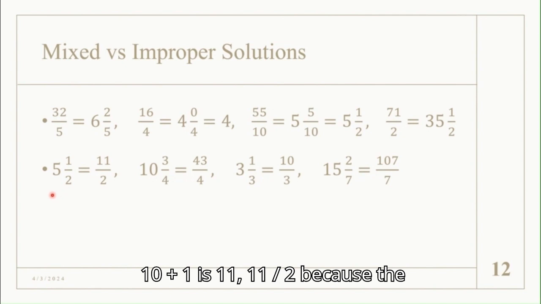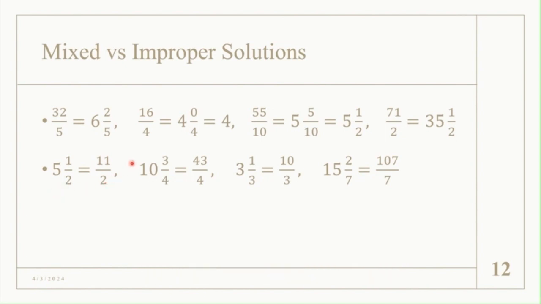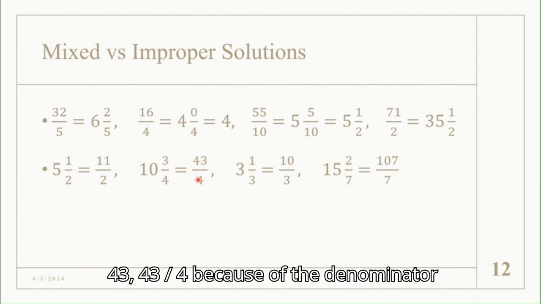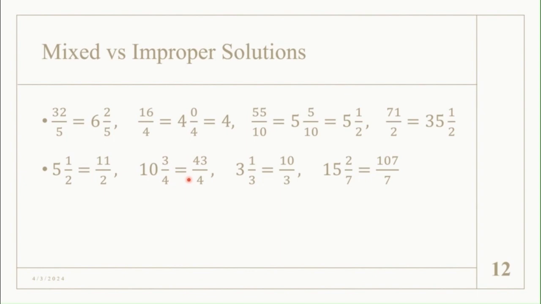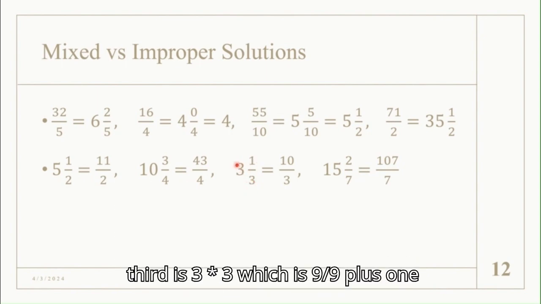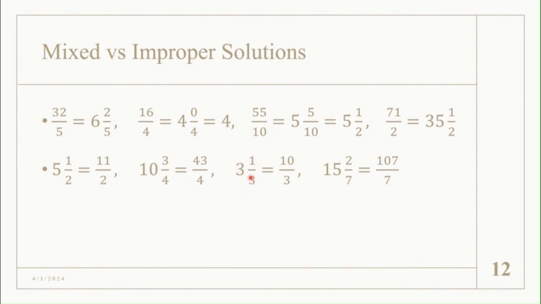11 divided by 2, because the denominator doesn't change. 10 times 4 is 40. 40 plus 3 is 43. 43 over 4, because the denominator doesn't change. 3 times 1/3, or not 3 times 1/3. 3 and 1/3 is 3 times 3, which is 9. 9 plus 1 is 10. 10 divided by 3 is 10/3.